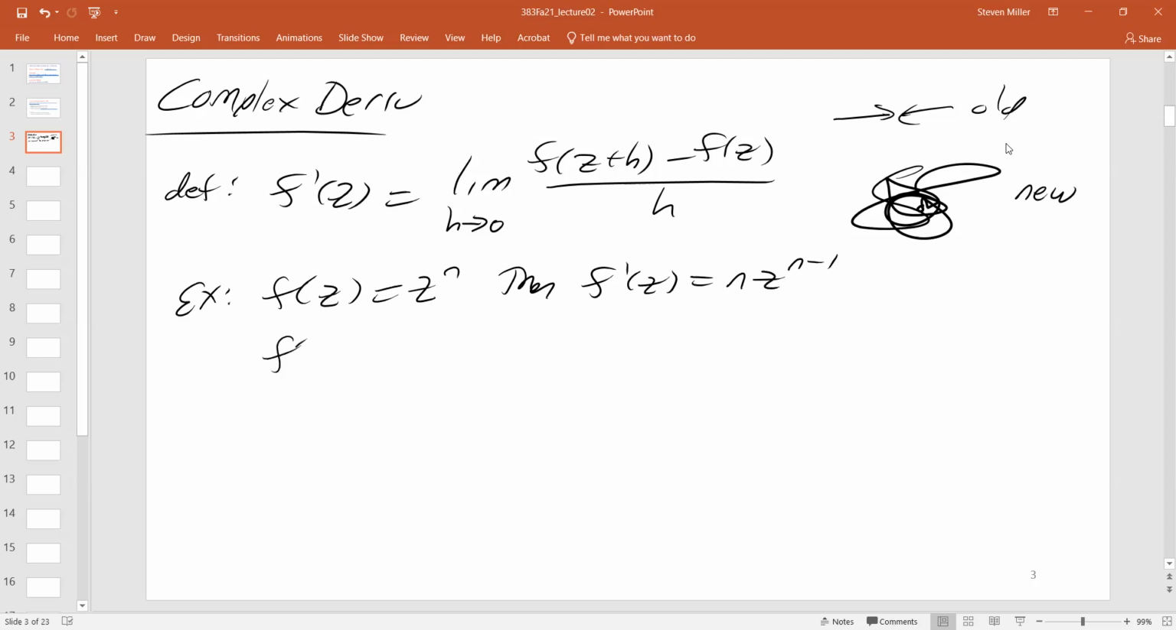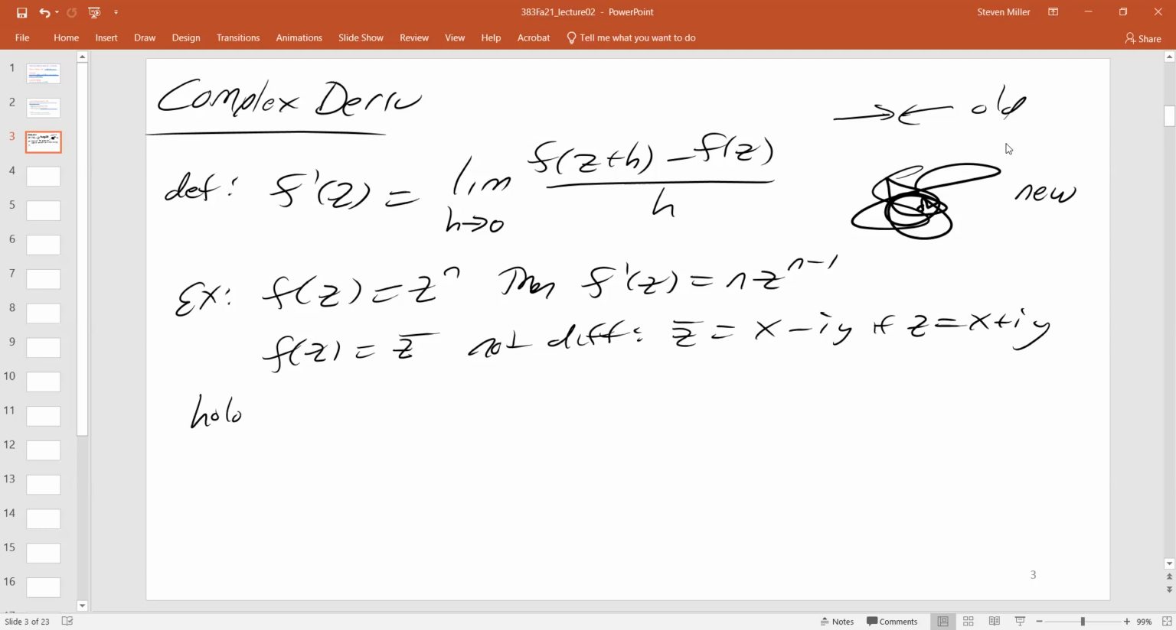We did if f of z equals z bar, then it is not differentiable. And your z bar is x minus iy if z is x plus iy. It's the complex conjugate. So not every function is going to be complex differentiable. We often say holomorphic for complex differentiable.